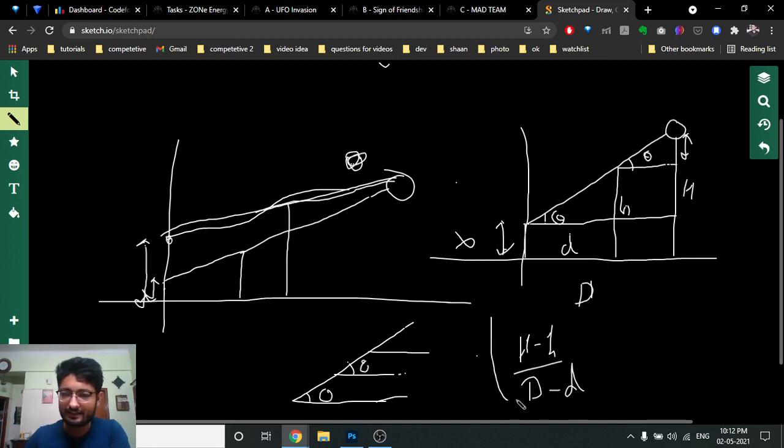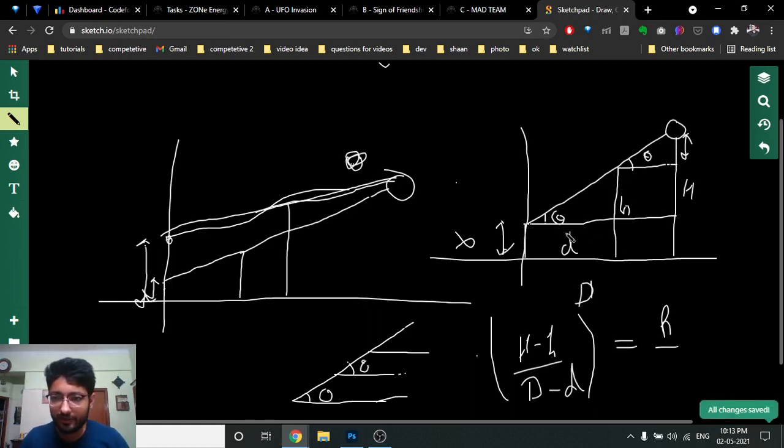So tan theta is the perpendicular upon base. So this is the tan theta, and if you do the tan theta of this triangle, and of this triangle, the distance is small d. So this distance is actually small d, and let's assume y is this height.